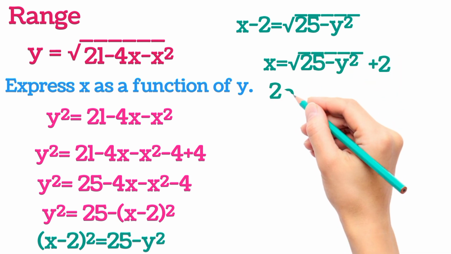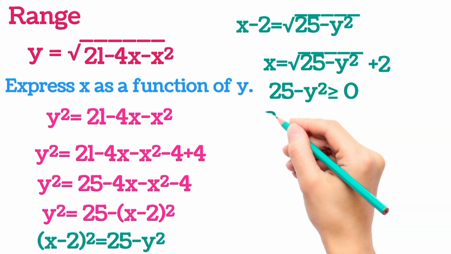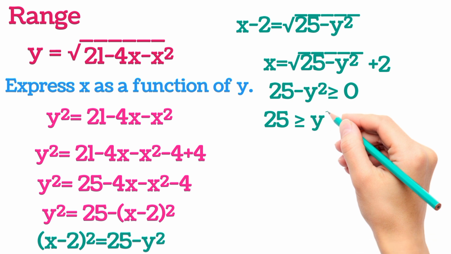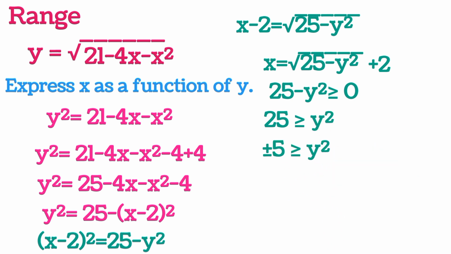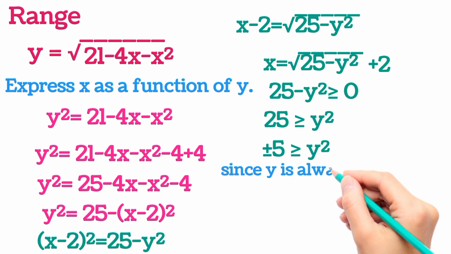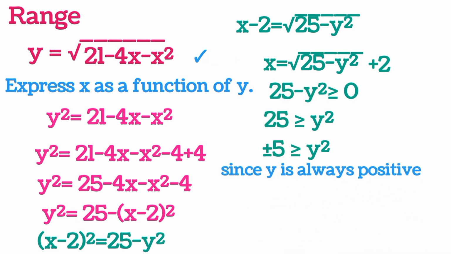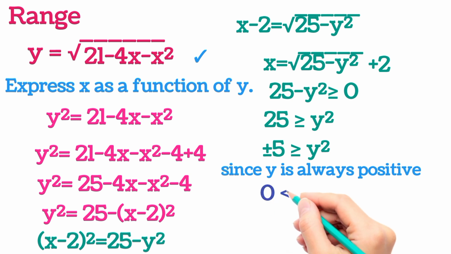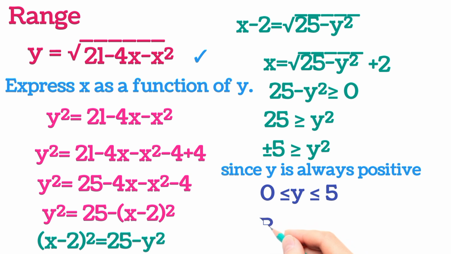Now here we have a square root function. So 25 minus y square should be greater than or equal to 0, or 25 is greater than or equal to y square, that is y is between minus 5 and plus 5. Now y is always positive here, so we will take only positive values, that is y will be between 0 to 5, that is range of the function is equal to [0, 5], where 0 and 5 are included.